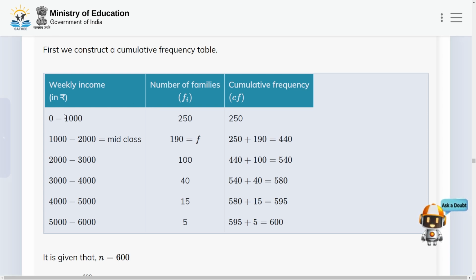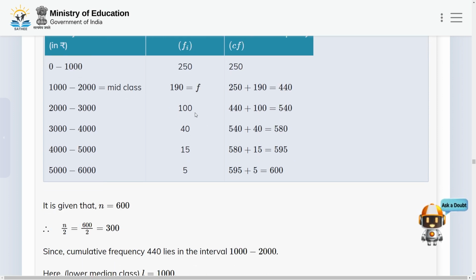For the class 0 to 1000, the number of families is 250, and the cumulative frequency CF is 250. For the class 1000 to 2000, which is actually the median class, the number of families is 190, and the cumulative frequency is 250 plus 190, equal to 440. For the class 2000 to 3000, the number of families is 100, and the cumulative frequency CF is 440 plus 100, that is equal to 540. For the class 3000 to 4000, the number of families is 40, and the cumulative frequency CF is 540 plus 40, that is equal to 580.